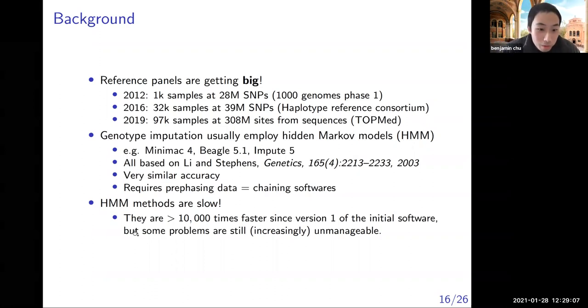I should say one more thing, which is that these HMM methods are already on version 4 and 5. They have had decades where they constantly improved themselves. But since these reference panels are getting so big, we think there is value in trying to make a super fast method, just to be able to get the extra speed.